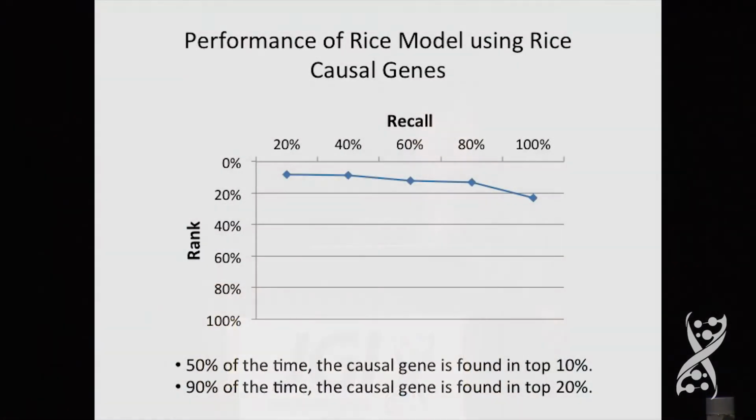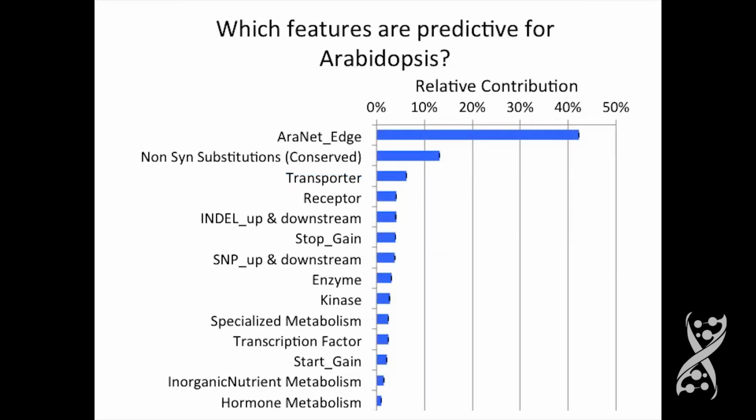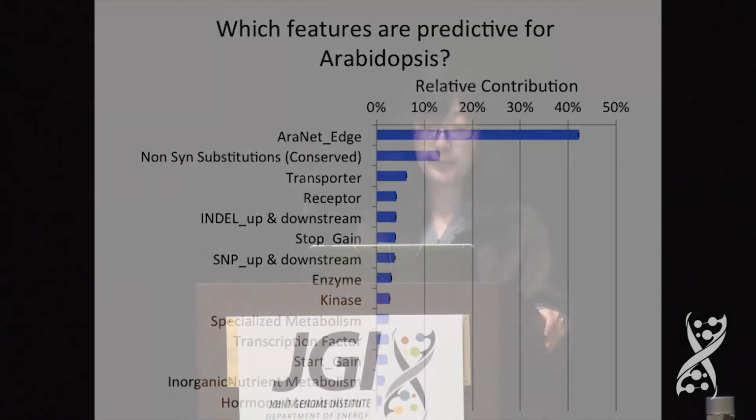And then we also asked whether this would work for rice. So we built a rice model and tested it on rice causal genes. And we saw exactly the same performance. So what are the features then that are predictive in these two models? This was kind of a surprise to us. For the Arabidopsis model, by far, the number of edges in AraNet, this co-function association network, was the most predictive feature.